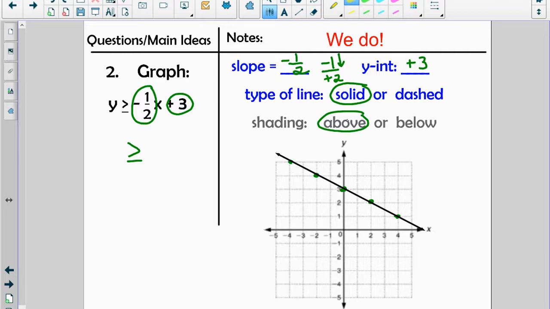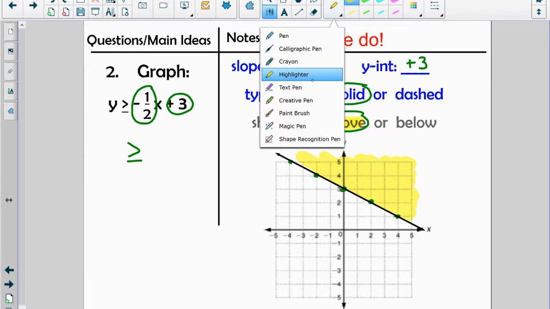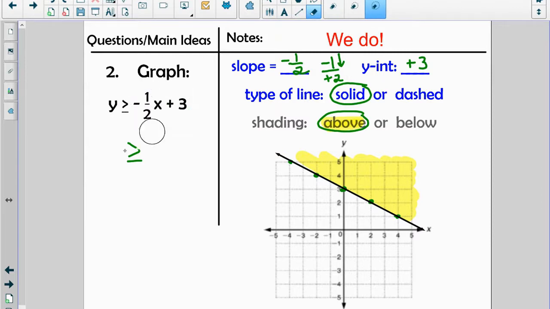And of course, the side that has the solutions will be above the line because our inequality was one of the greater than type of inequality symbols. The side that's above this line includes all of the ordered pairs on the upper half of the coordinate plane from that boundary line. So we could always check any one of those ordered pairs.